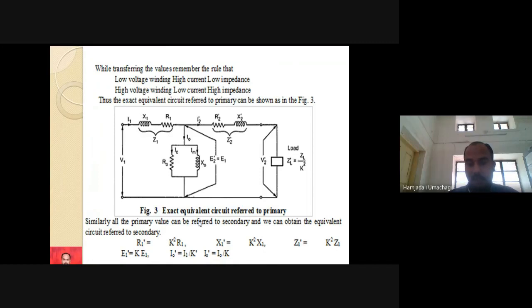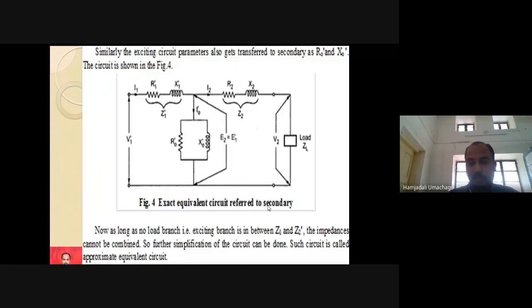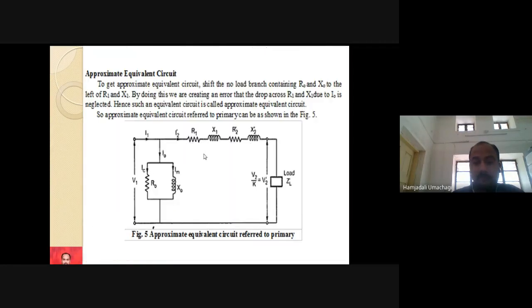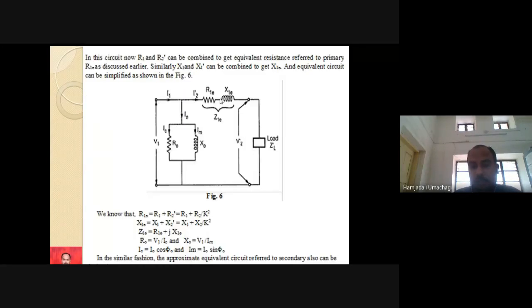This is the exact equivalent circuit referred to primary. This is the exact equivalent circuit referred to secondary. Now, to make the calculation easier, we are shifting the magnetizing branch to the source side, and assuming drops will be negligible, R1 and R2 dash will appear in series, and X1 dash and X2 will appear in series. That next modified circuit diagram will be the approximate equivalent circuit diagram. R1 plus R2 dash will be R1E, and X1 plus X2 dash will be X1E.